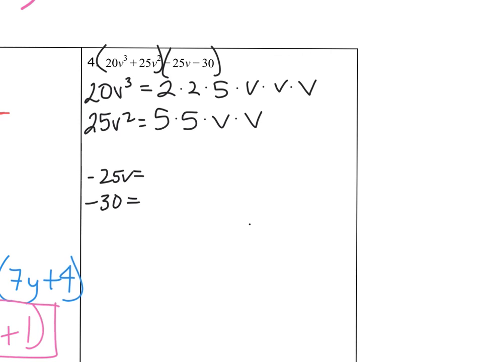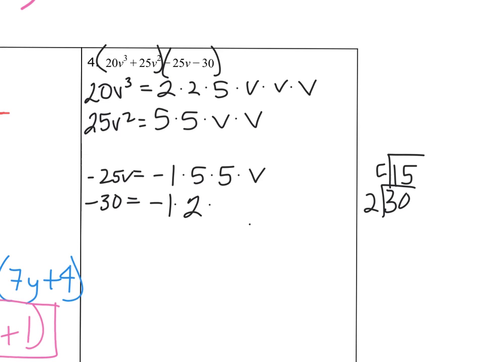Negative 25v. Negative 1 times 5 times 5, and then we have it times v. Negative 30, I've got negative 1 times 2 times... wait. 30, that's 15, right? What goes into 15? 5 times 3, right? There we go. It doesn't matter the order, does it? No. All right.